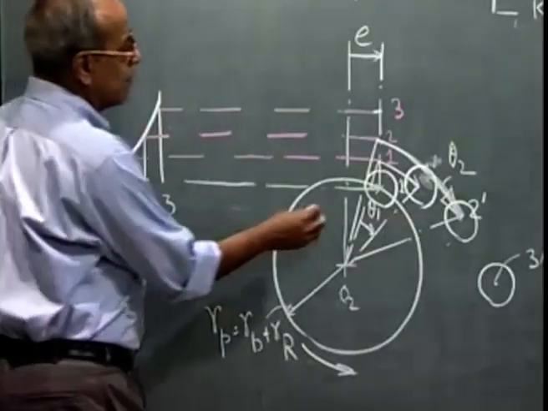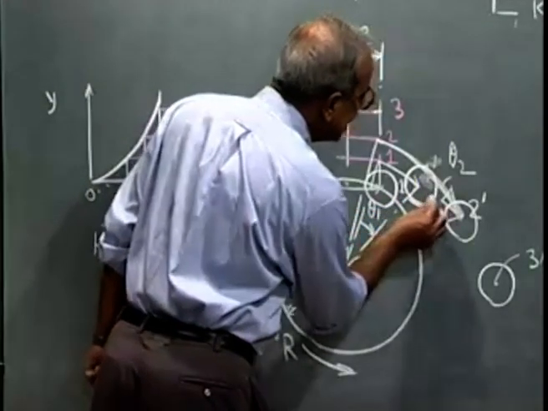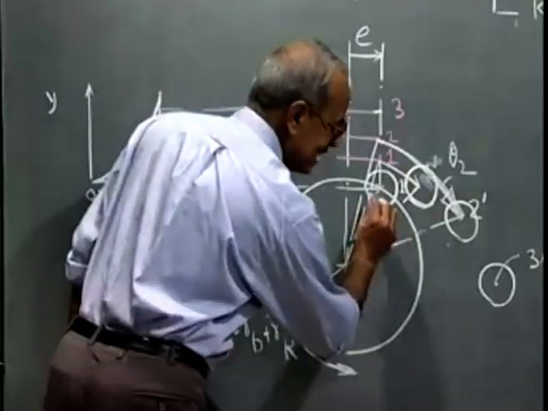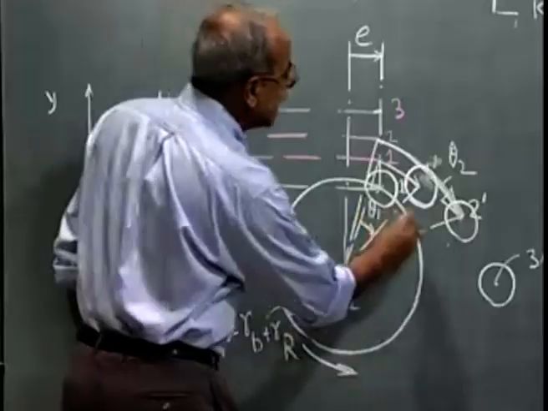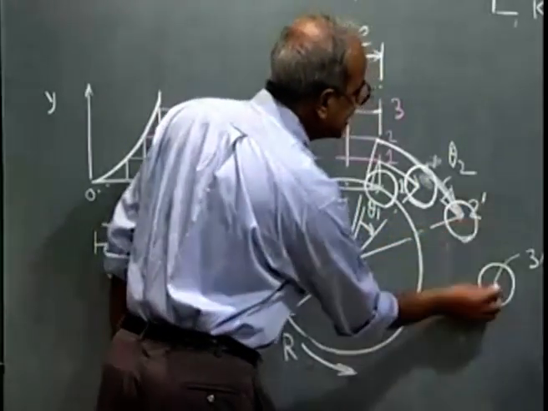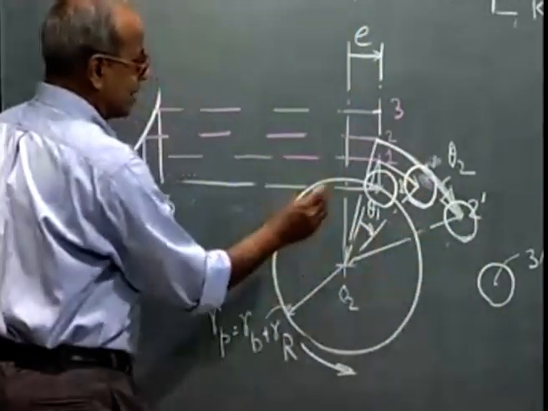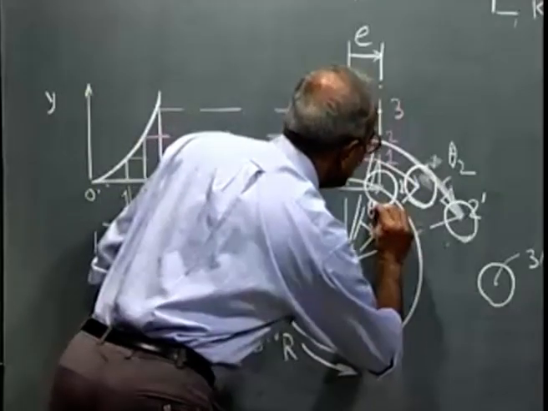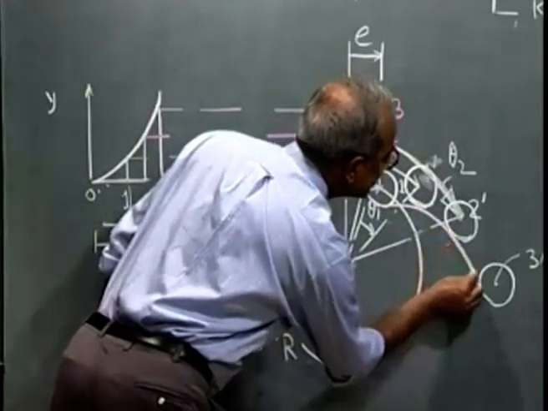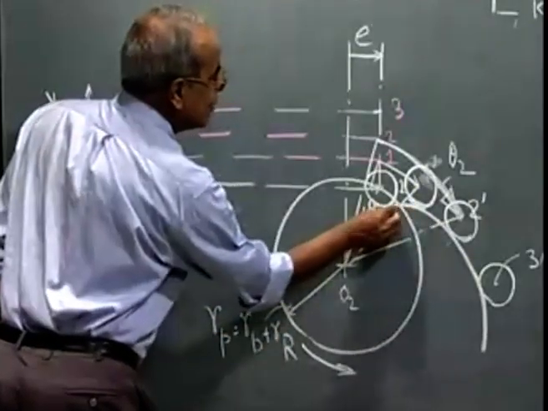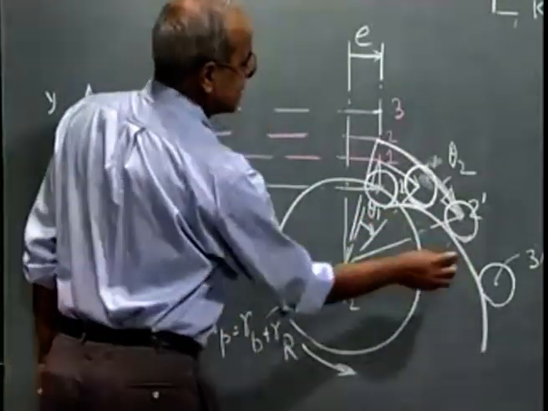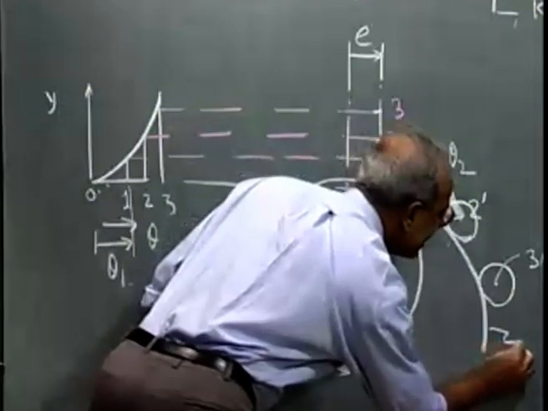Now what is the cam profile? The cam profile is nothing but the curve which is the envelope to this family of circles representing the roller after kinematic inversion. So I have to draw a curve which is tangent to this series of circles. If I draw a curve which is tangent to all these circles, that will give me the cam profile.